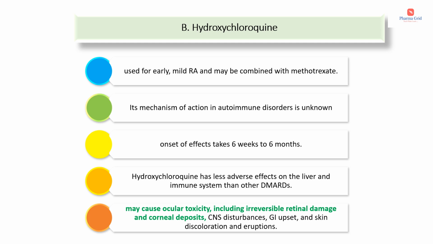Okay, so among the DMARDs, the next drug is hydroxychloroquine. It is used for early, mild rheumatoid arthritis and may be combined with methotrexate. Its mechanism of action in autoimmune disorders is unknown, and onset of effects takes about 6 weeks to 6 months. Hydroxychloroquine has less adverse effects on the liver and immune system compared to other DMARDs. Then the major toxicity associated with hydroxychloroquine is ocular toxicity, including irreversible retinal damage and corneal deposits. Then CNS disturbances, gastrointestinal upset, and skin discoloration and eruptions.